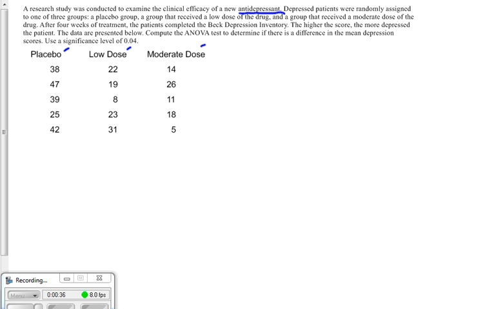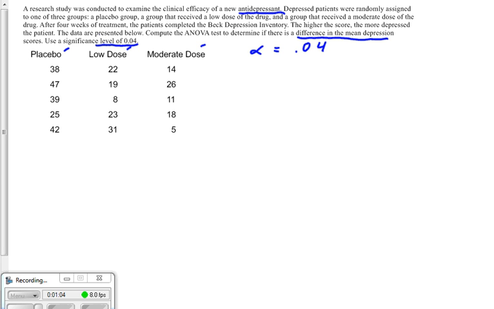The data is below. We are using a significance level of alpha equal 0.04. So make sure when you do the Excel that you change that value on the significance level. Remember, the default is 5%. Make sure you change it to 4%. And we're checking to see if there's a difference in the mean depression scores.